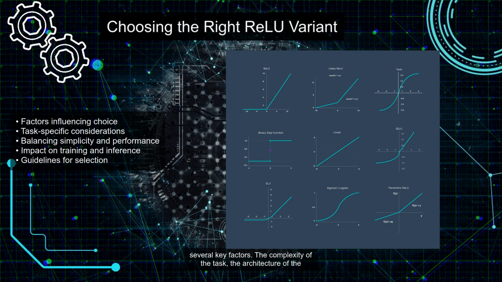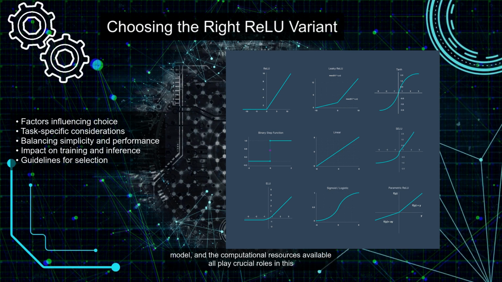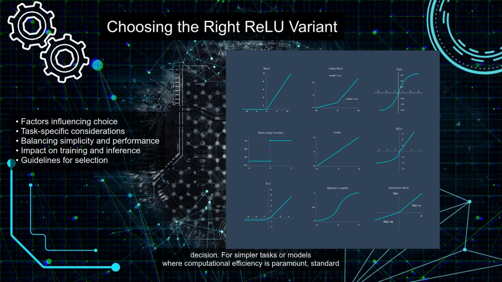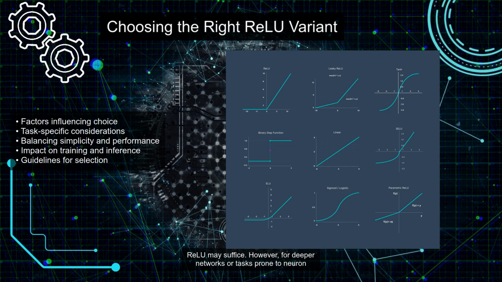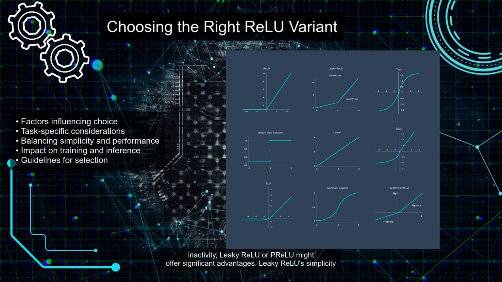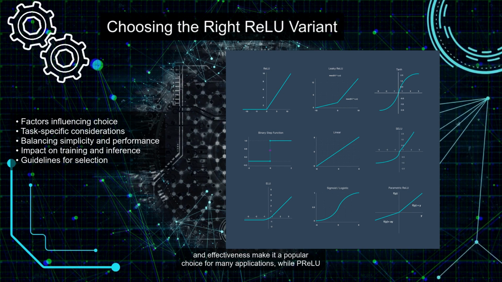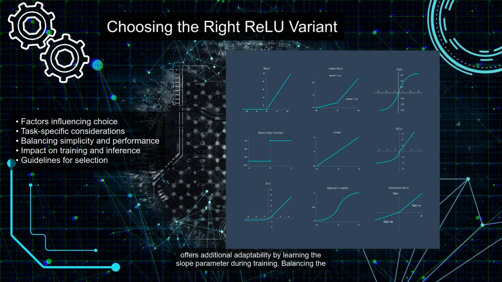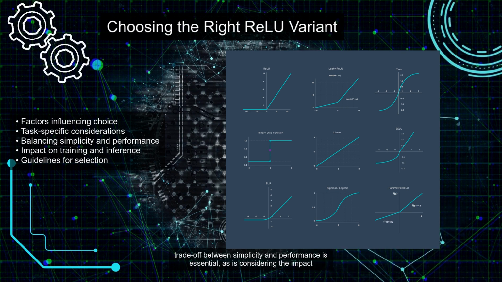The complexity of the task, the architecture of the model, and the computational resources available all play crucial roles in this decision. For simpler tasks or models where computational efficiency is paramount, standard ReLU may suffice. However, for deeper networks or tasks prone to neuron inactivity, Leaky ReLU or PReLU might offer significant advantages. Leaky ReLU's simplicity and effectiveness make it a popular choice for many applications, while PReLU offers additional adaptability by learning the slope parameter during training.